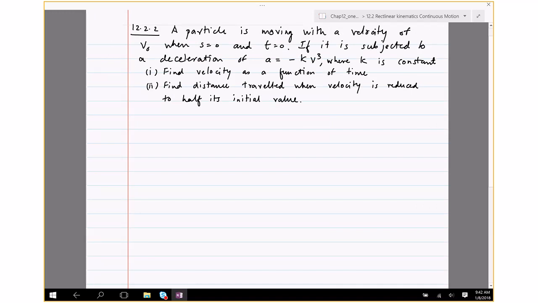A particle is moving with a velocity of v0 when s equals 0 and t equals 0. So the initial velocity is v0. If it is subjected to a deceleration of a equals minus k v cubed, where k is a constant, find velocity as a function of time, and find the distance traveled when velocity is reduced to half of its initial value.